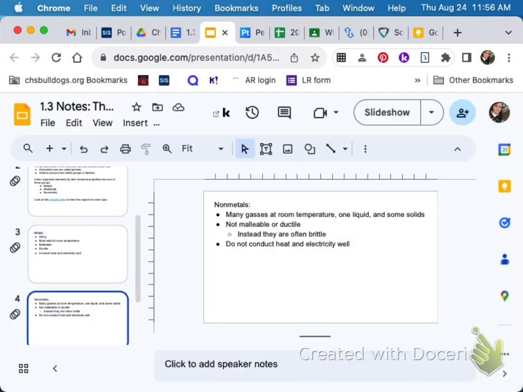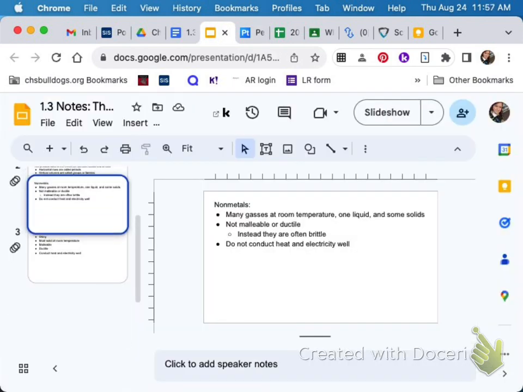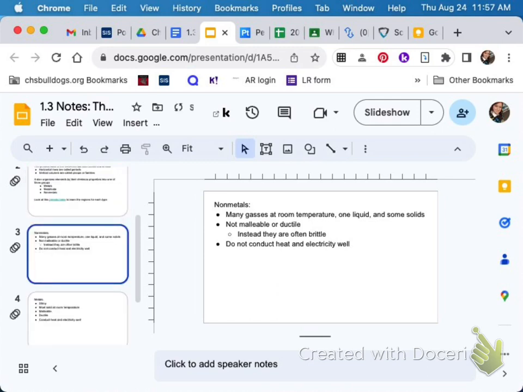Okay, we'll hop back over here. Oh, I'm not trying to move that.